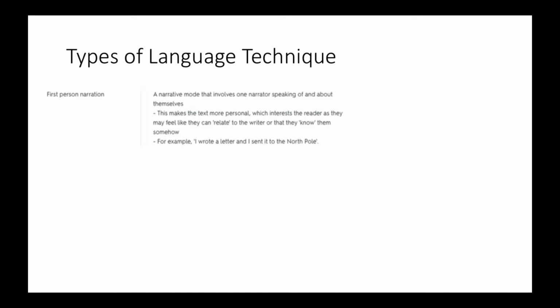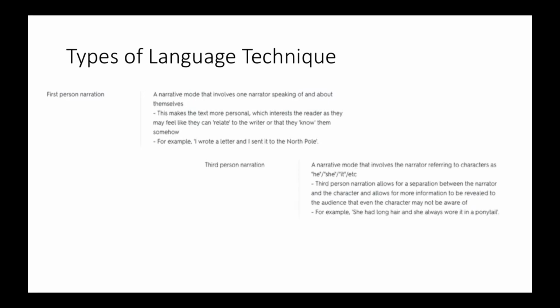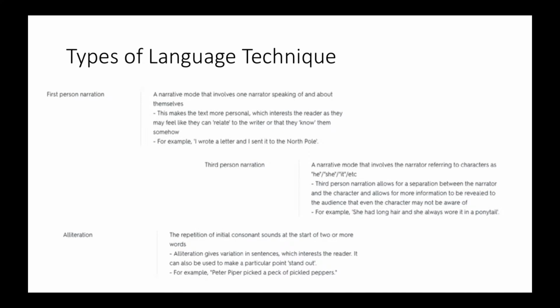Okay, first person narrative. We can also use the third person narrative, which is a narrative mode that involves the narrator referring to characters as he, she, it, etc. Third person narration allows for a separation between the narrator and the character and allows for more information to be revealed to the audience that even the character may not be aware of. For example, she had long hair and she always wore it in a ponytail, so they're just using the words she or he or they or it in the third person.